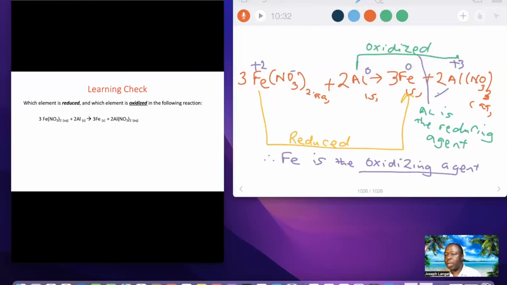Because you may see in the quiz, in the homework assignment, you are given an equation and you are asked which one is being reduced, which one is being oxidized. Or it could be the exact same question and you are asked which one is the reducing agent, which one is the oxidizing agent. I'll put more resources in the folder on Canvas. Please make sure you work those other resources on redox reactions.